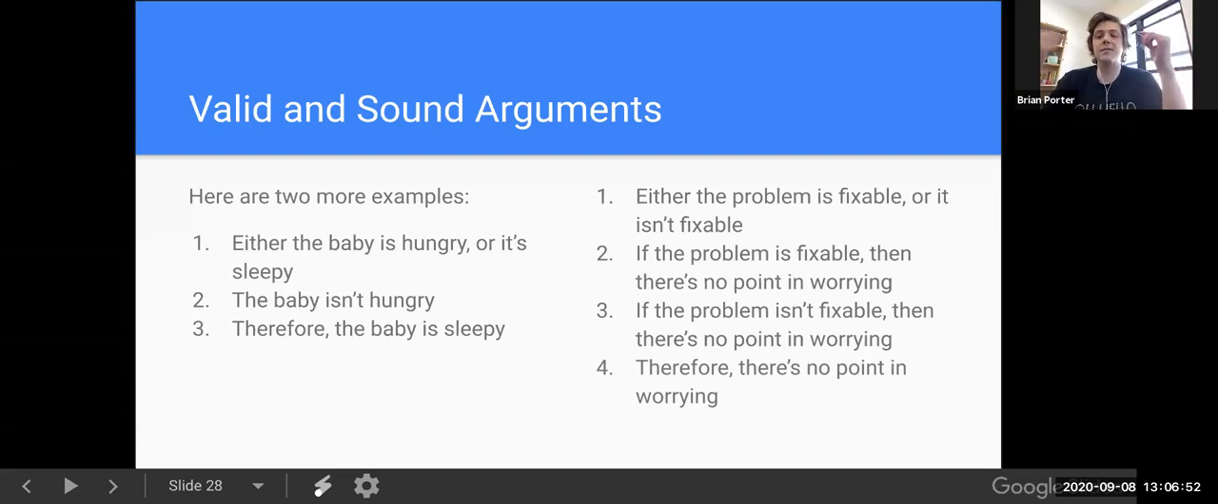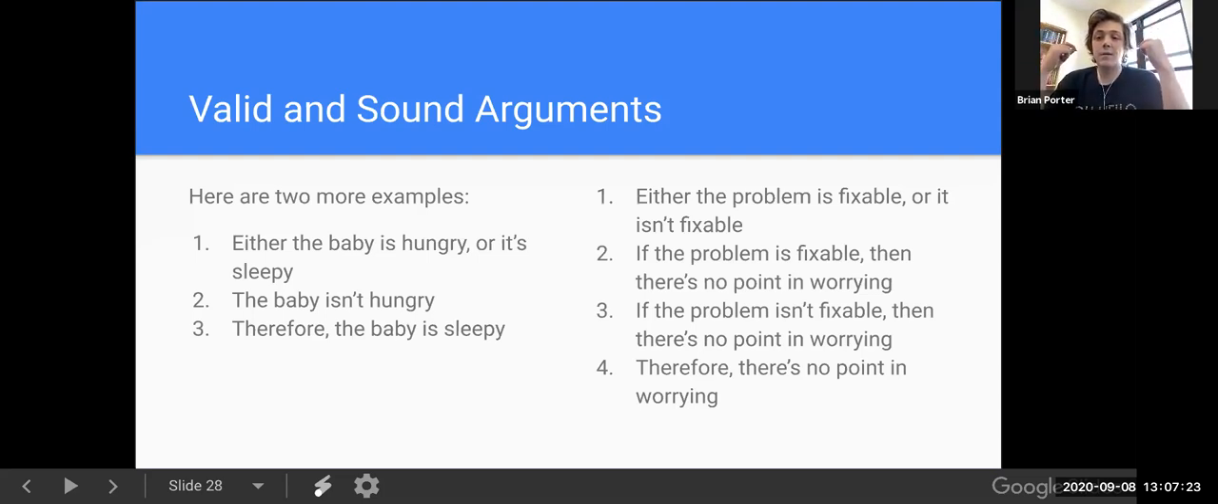So the Dalai Lama uses this argument, says either the problem's fixable or it isn't fixable. If it's fixable, then you shouldn't worry. If it isn't fixable, then you shouldn't worry. So either way, you shouldn't worry. So there's no point in worrying. No matter what the problem is, there's no point in worrying about the problem. That's the argument the Dalai Lama made, roughly, put into this sort of premise conclusion form here.